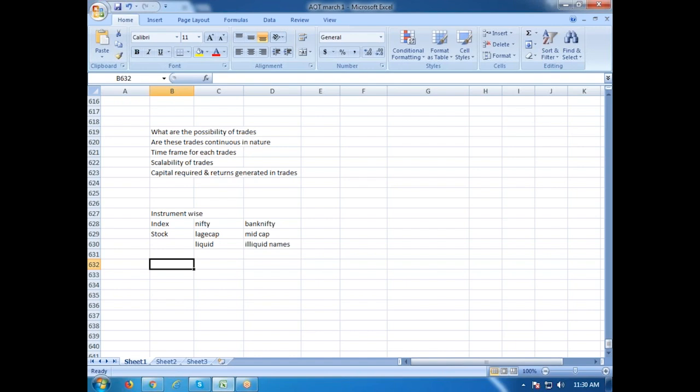Time to expiry wise, you have weekly Bank Nifty expiry, monthly index and stock options, and far month options on Nifty. In far month, only Nifty options are liquid, stock options are not liquid. So you have time to expiry wise. These are the possibilities. This is instrument wise. This is time to expiry wise. What possibilities of trades there are.